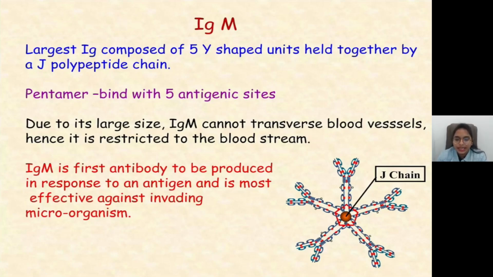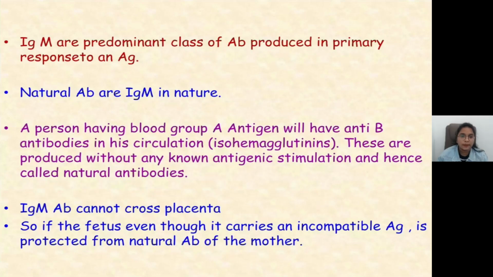IgM is the first antibody to be produced in response to an antigen and it is most effective against invading organisms, such as upcoming infections. This antibody IgM will help in chronic infection. Whatever recent infection you have had, you will be able to find out, right? IgM will control the invading, upcoming infection. IgM is the predominant class of antibody produced in the primary response to an antigen. So these are natural antibodies, IgM, right?